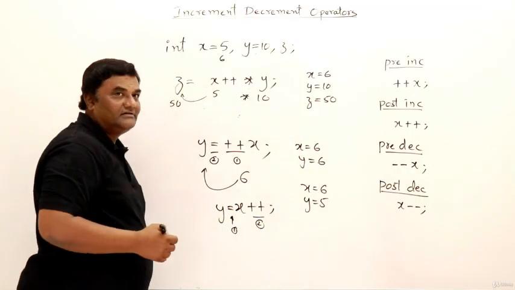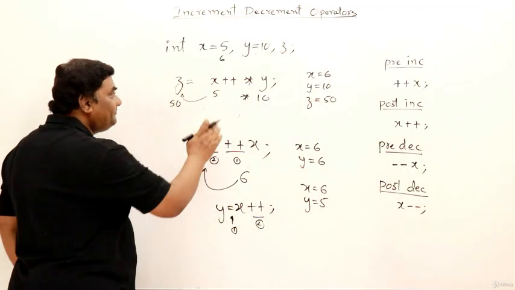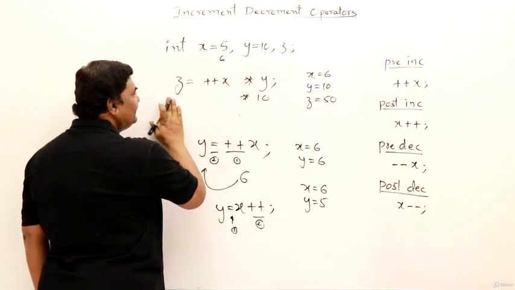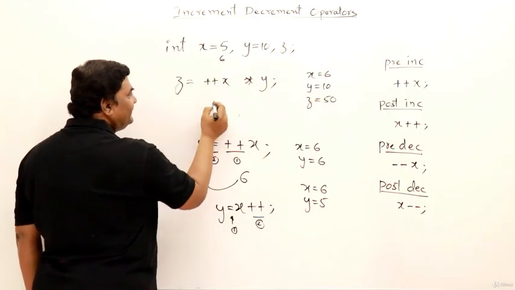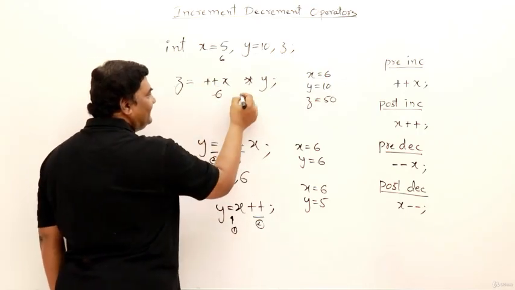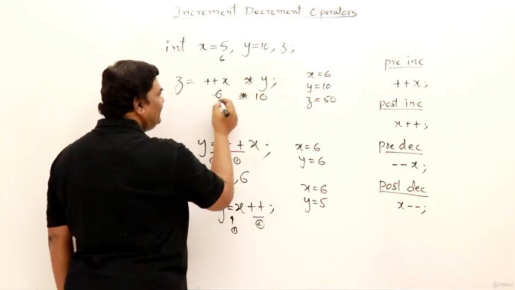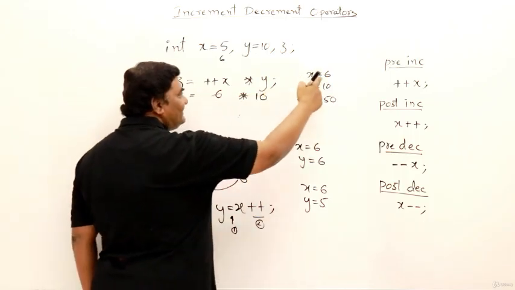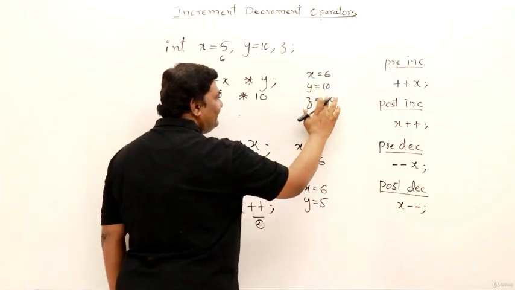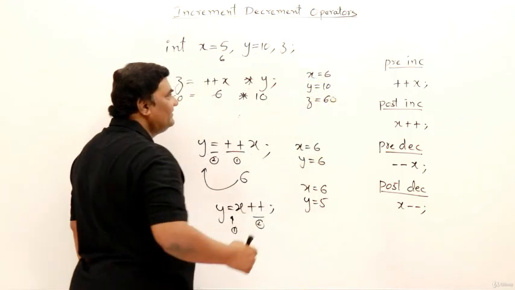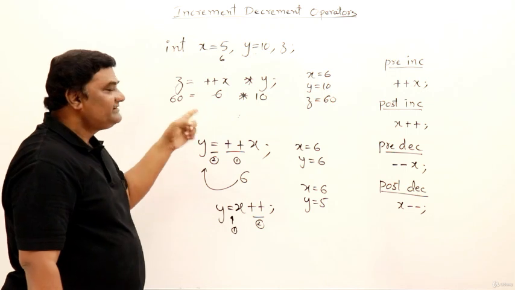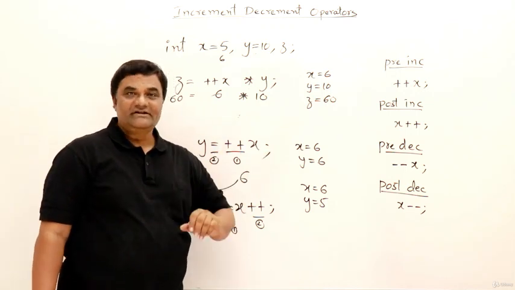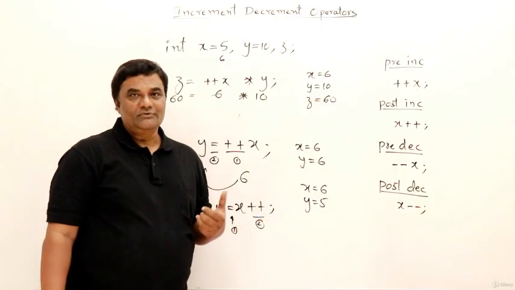This is the result. And if I am using pre-increment here, if I say ++x, then what happens? First of all, this x will increment and x becomes 6, and then multiplied by y, that is 10, and the result 60 is stored in z. So z will have value 60 because first the value of x is incremented, then later used in the expression. This is the difference between pre-increment and post-increment.